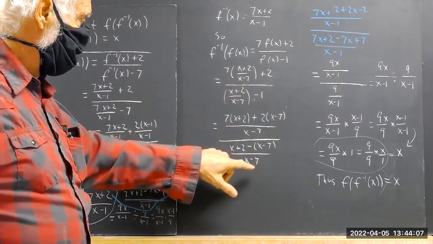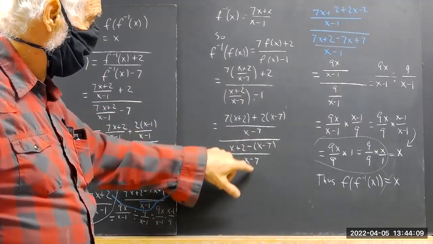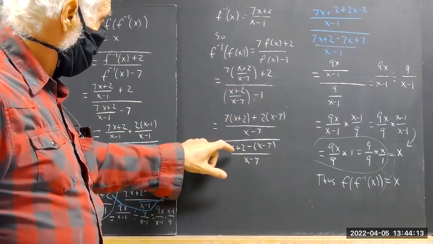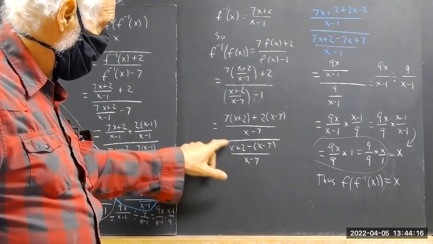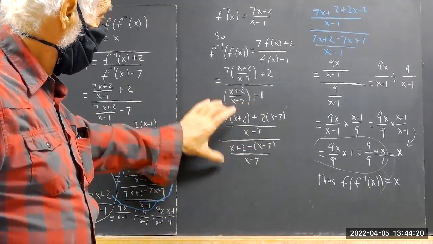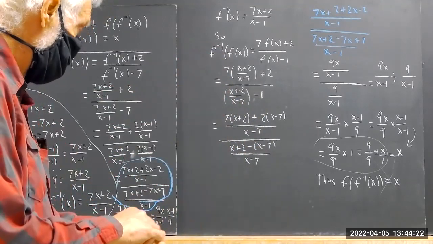Okay. X minus 7 over x minus 7 is 1. So the negative is going to give me negative 1. There's my negative 1. And x plus 2 over x minus 7 is, by the distributive law, then these expressions are the same as these expressions.